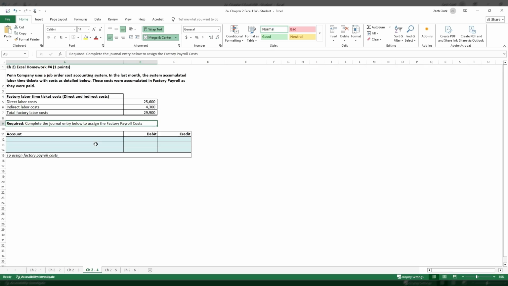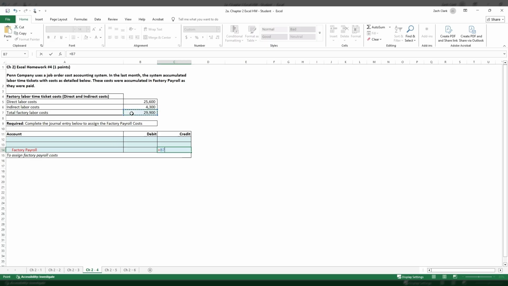So what we want to do is zero out factory payroll. So I'm going to start with the credit here. And basically what we're going to put here is the total amount. So prior to doing this credit, factory payroll would have had a debit balance of $29,900. So when we do a credit here, to assign these costs, to move those costs into the jobs and into overhead, we're essentially zeroing out factory payroll, pushing all those costs into the products and making them into assets, essentially, as they become inventory.